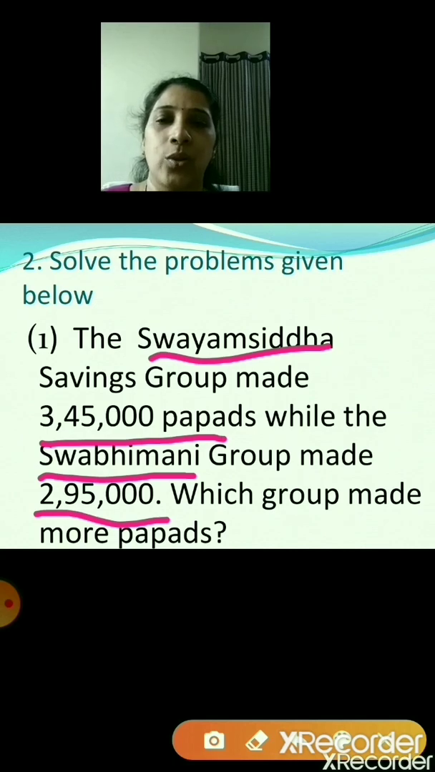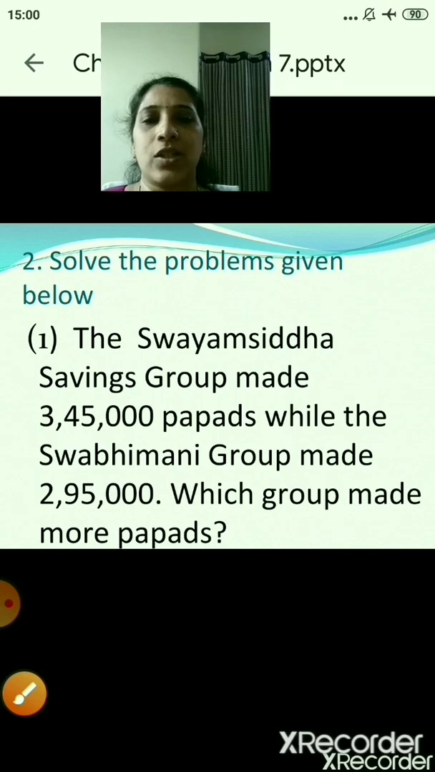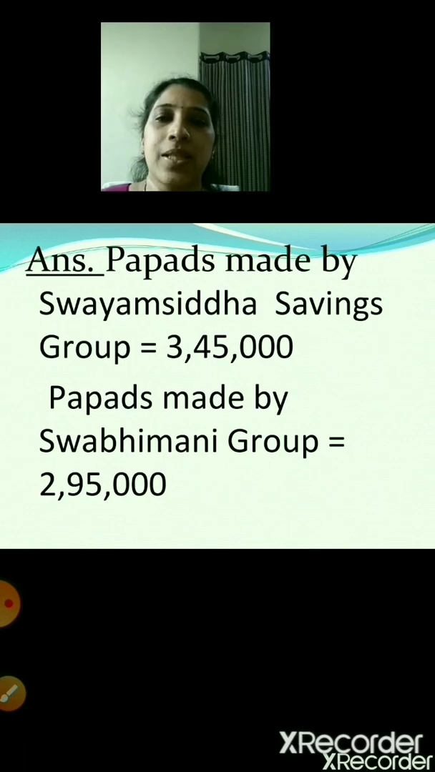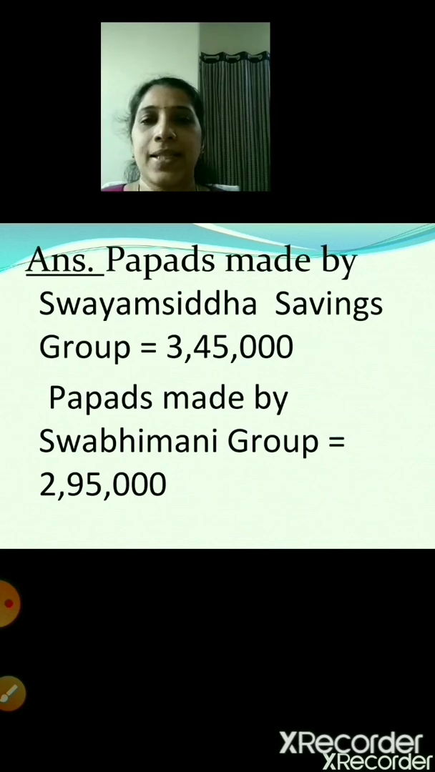So you are going to write a sentence for it. So let's see what sentence will you write. So you will start. Papads made by Swayam Siddha Savings Group is equal to 3,45,000. And the same sentence you will repeat, but the group will change. Papads made by Swabhimani Group is equal to 2,95,000. So now you have created the statements.